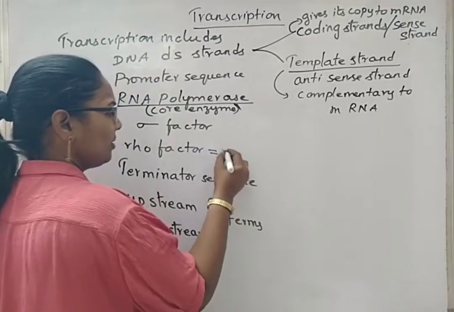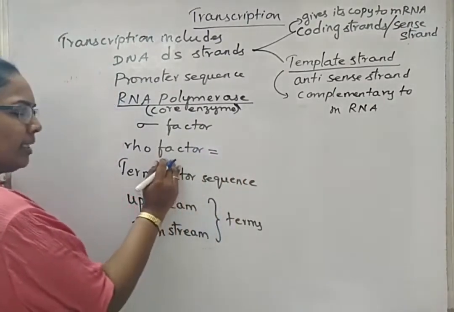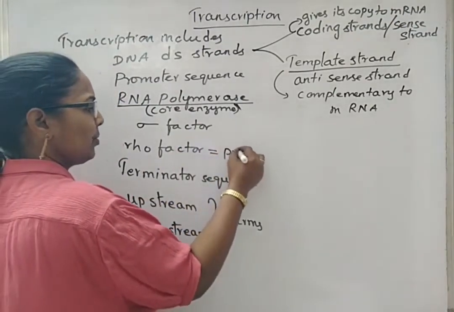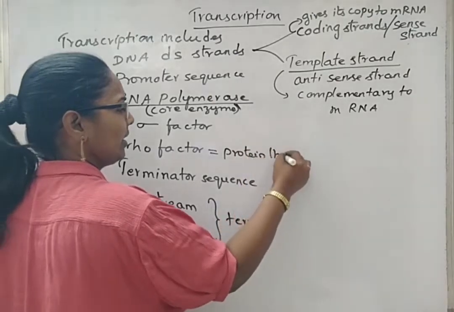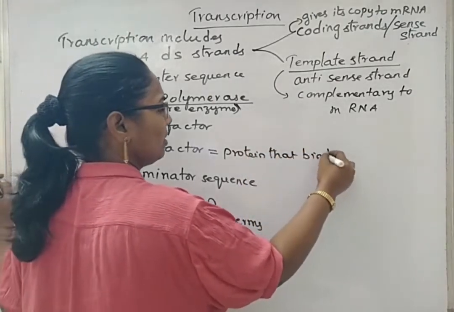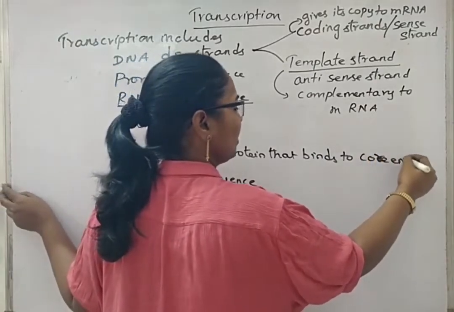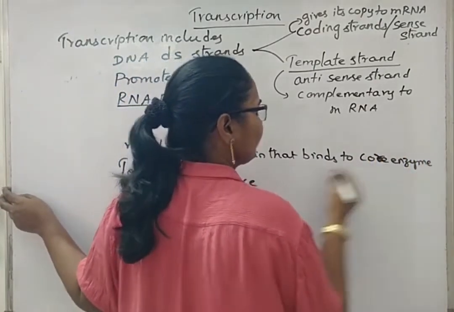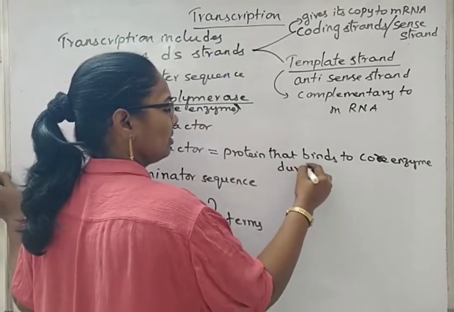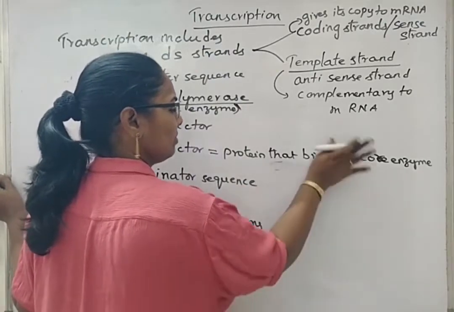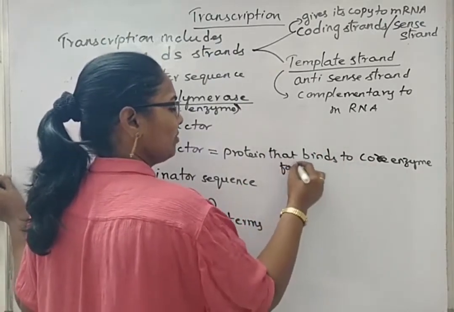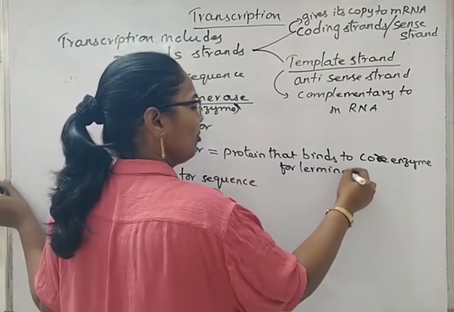This rho factor is a protein part. It is a protein that binds to the core enzyme or RNA polymerase for termination of mRNA.